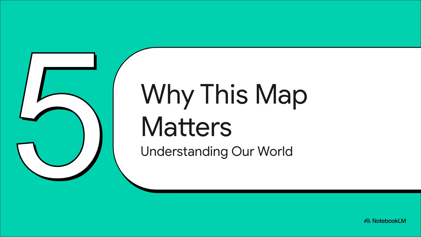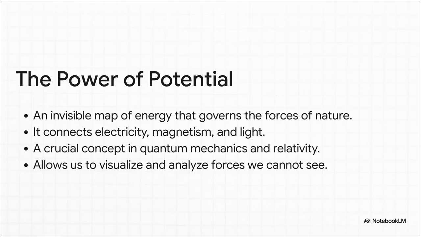You know, this might all seem a bit abstract, I get it, but understanding this invisible map of potential is absolutely critical. It's not some clever analogy. It's the actual language physicists use to describe the fundamental forces that built our world. So what's the big takeaway here? It's the sheer power of this one idea. Potential is the underlying map that governs not just electricity, but magnetism too.